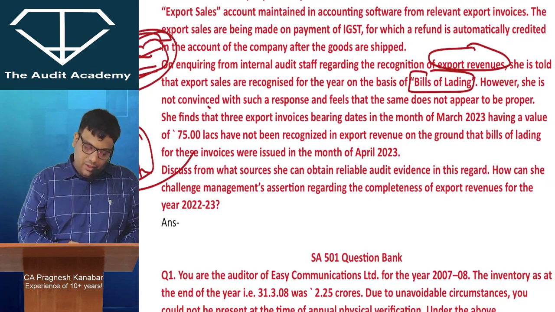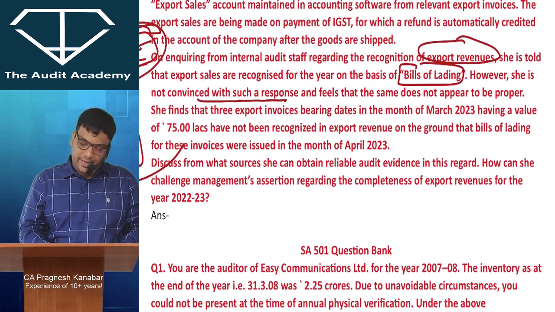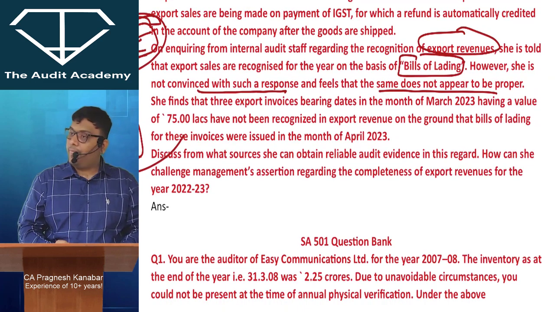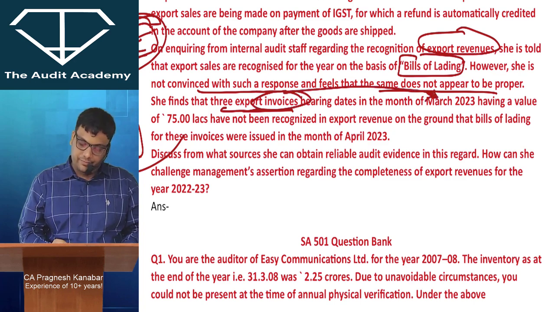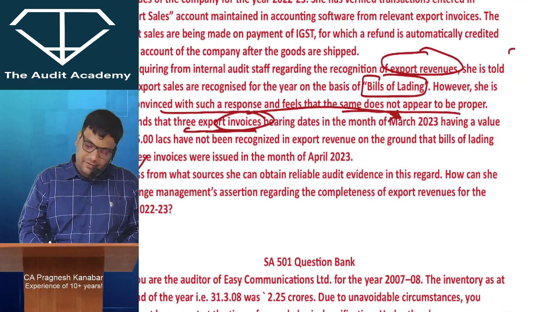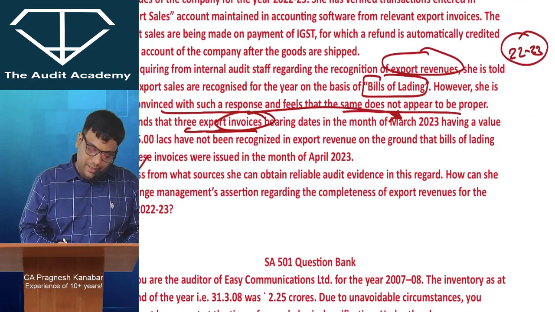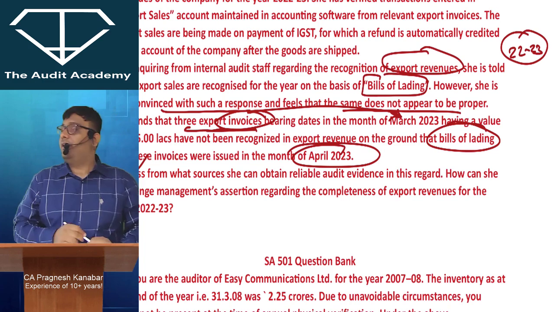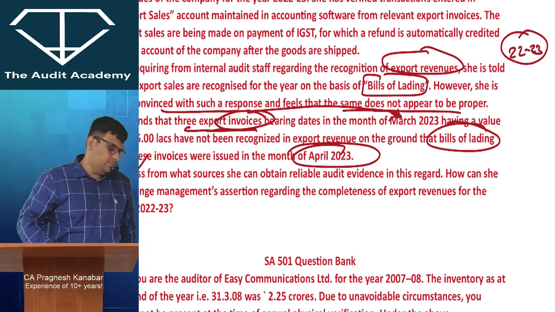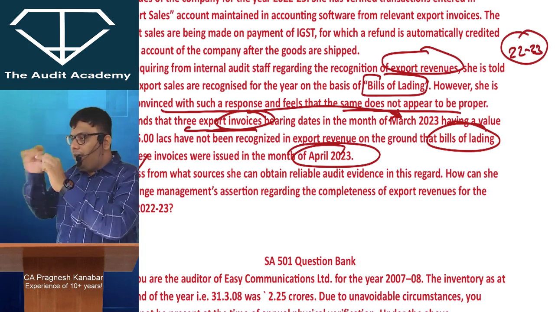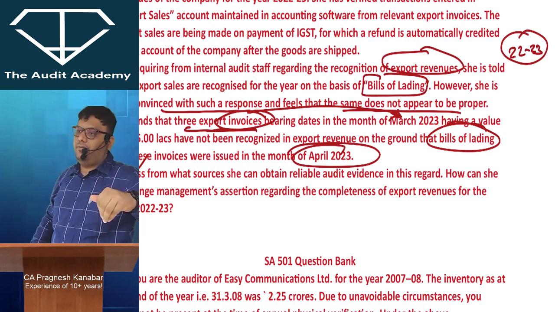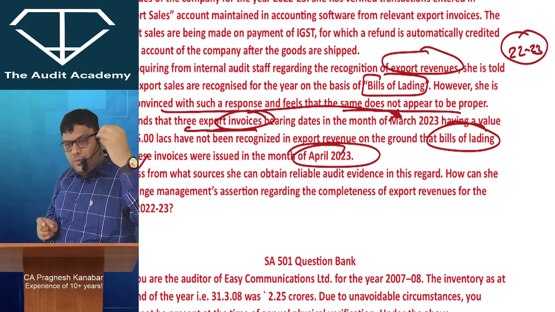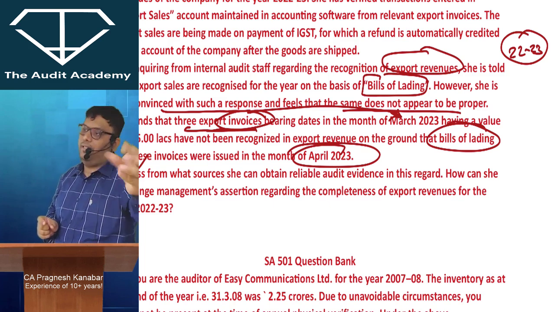However, she is not convinced with such a response and feels that it does not appear to be proper. She finds that 3 export invoices bearing an invoice date of March 23 were not recognized in financial year 22-23 because the bills of lading were issued in April 23. My question to you is that the company is recognizing based upon the bill of lading. Tripti says that when you generate the export invoice, you should recognize it.